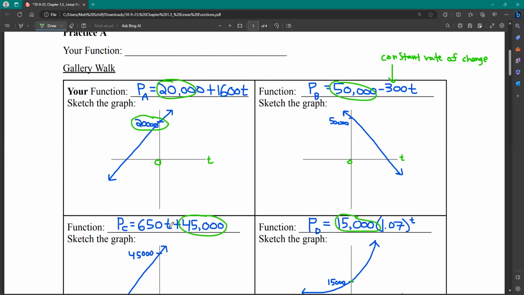Or in P of A and P of C, when t increases by 1, the population will increase by 1,600, or it'll increase by 650. That unit increase is constant. It's not sporadic. It's constant. It's predictable.